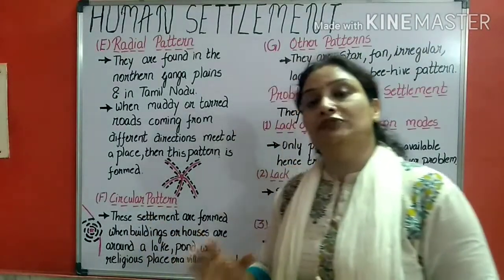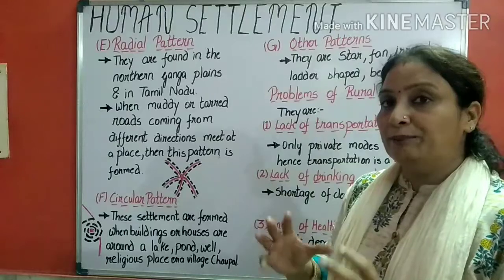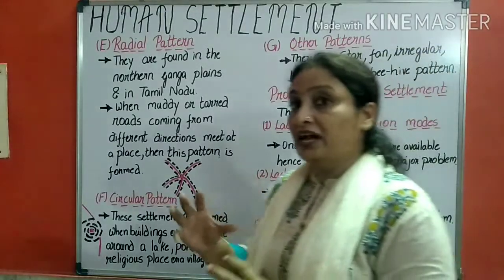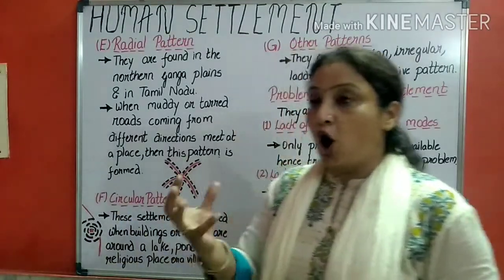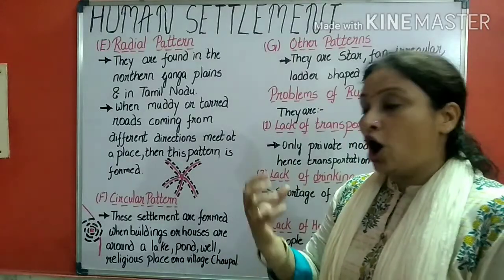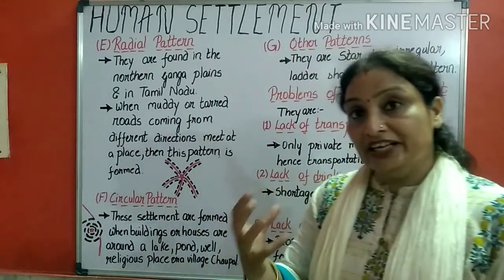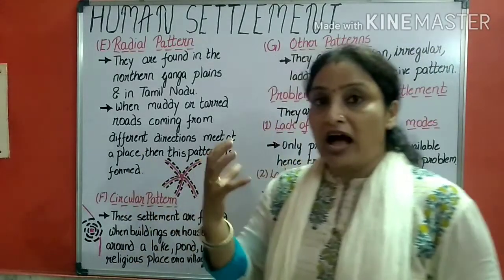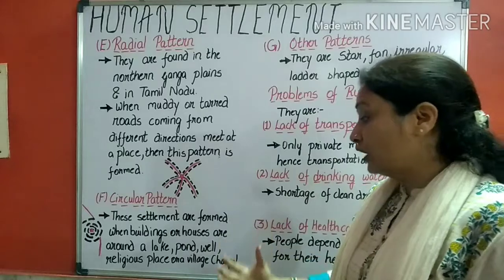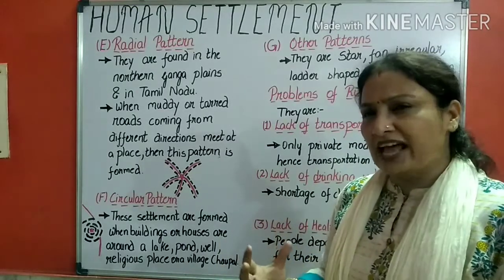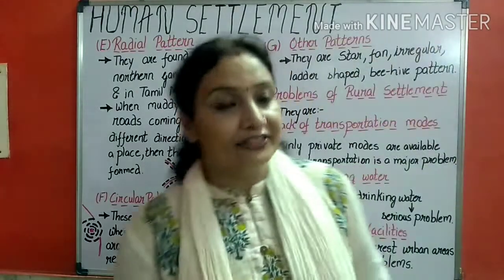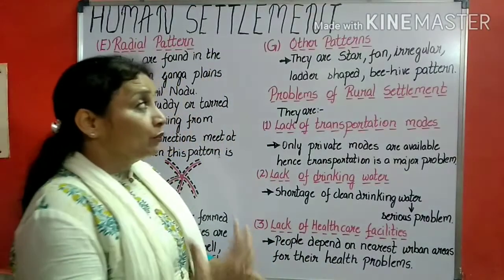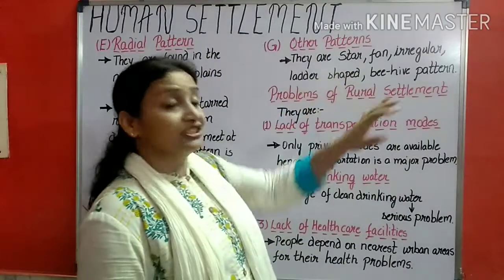Next comes the turn of the circular pattern. When rural settlements are in the circular form, it is around a pond or a lake or religious rituals. If there is a religious building and buildings all around it, in a circular pattern, it resembles a village chopal. There are also other patterns which are in the shape of a star.